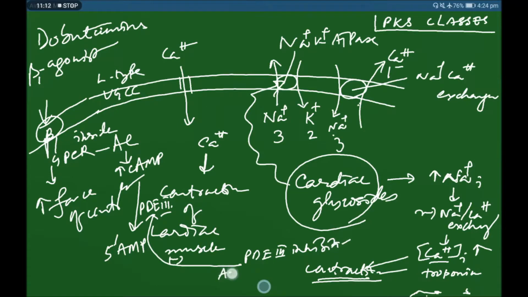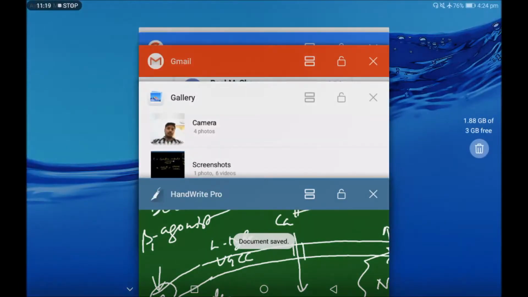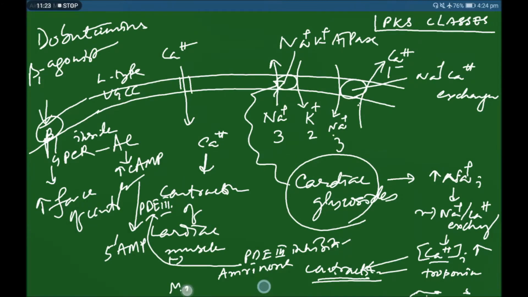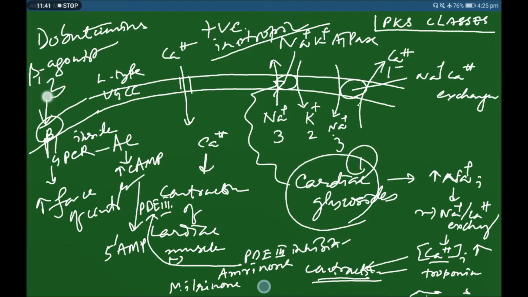for example amrinone, milrinone. These drugs can be used. So three positive inotropic drugs can be used: one is cardiac glycosides, two is beta 1 agonists, three is PDE3 inhibitors.